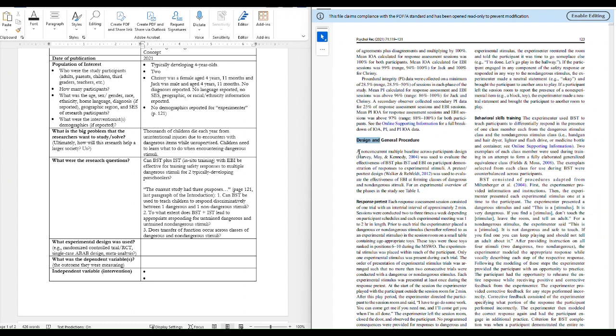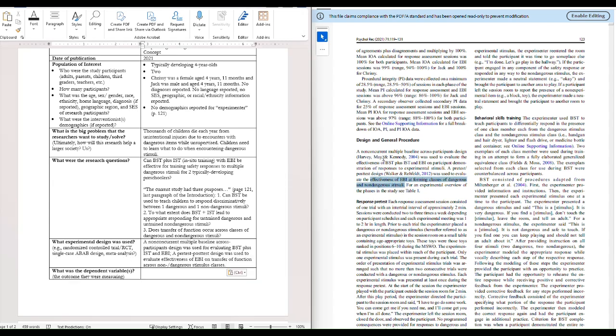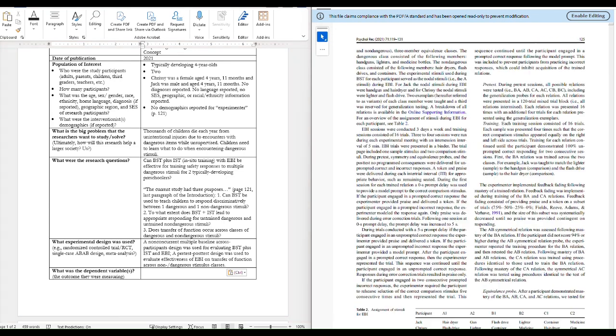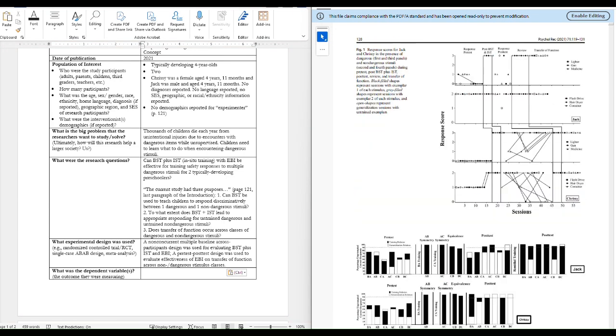All right, so here's what this design is. A non-concurrent multiple baseline across participant design was used to evaluate the effectiveness for that. And then a pre-test, post-test design was used to examine this. A non-concurrent multiple baseline design across participants looks like, which is interesting, they only had 2 participants. It's going to look like this. I know, crazy. These are Jack's and these are Chrissy's.